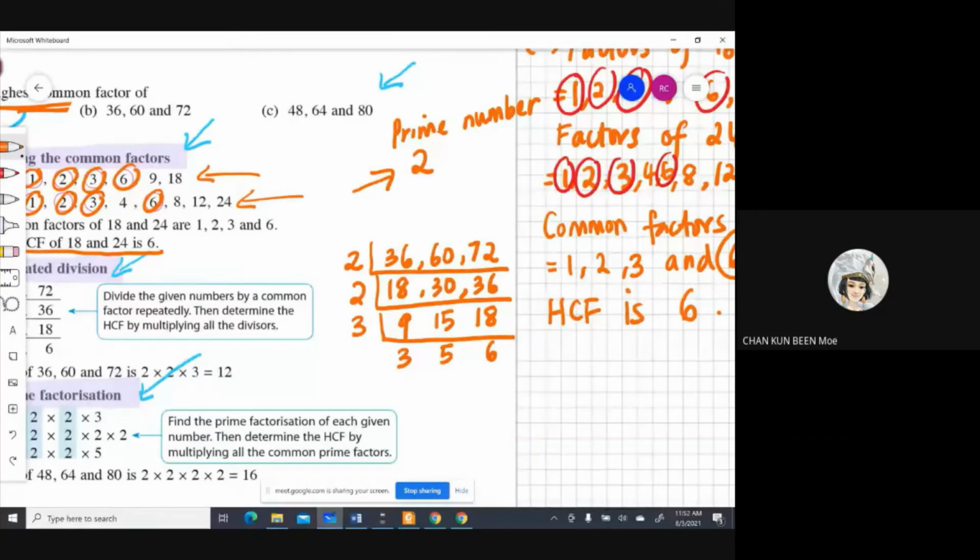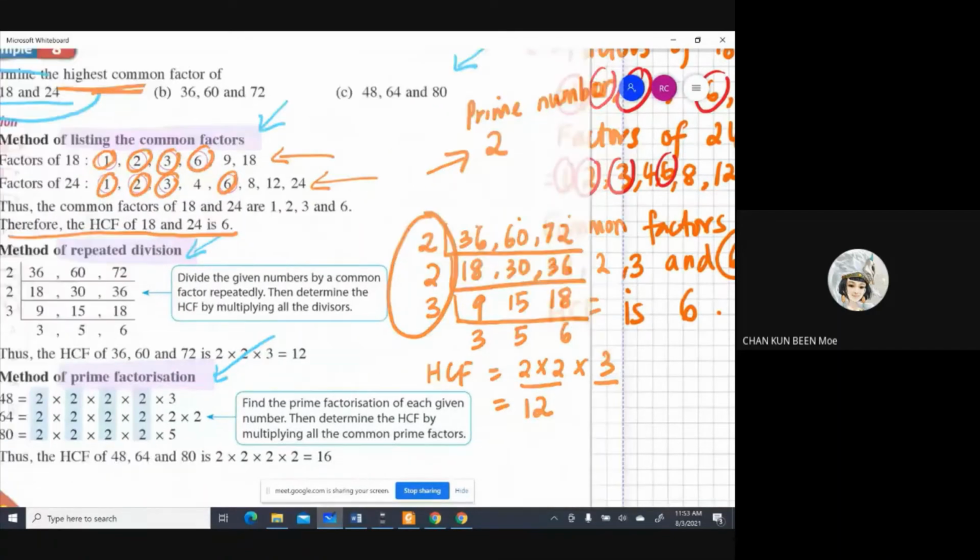Okay, therefore the HCF is equal to the multiplication of these numbers in front, which is 2 times 2 times 3. 2 times 2 is 4. 4 times 3 is 12. Okay, so 12 is the highest common factor of 36, 60, and 72.